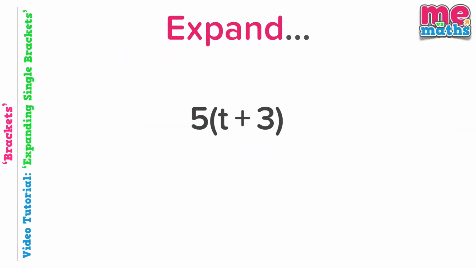With those rules recalled, let's get on with looking at how we expand a simple single bracket. Here we're asked to expand 5 in brackets t plus 3. This means multiply the 5, because it's attached to the bracket, by everything that is inside that bracket. So first we need to multiply 5 by t. 5 times t is just 5t. And next we need to multiply 5 by the 3. 5 times 3 is 15, and as it's positive 15, we write plus 15.